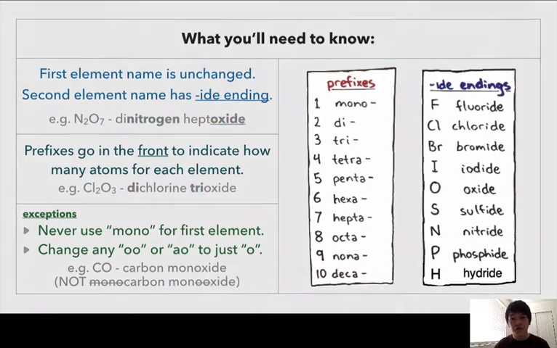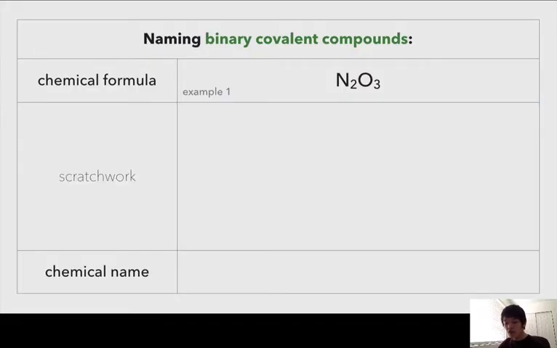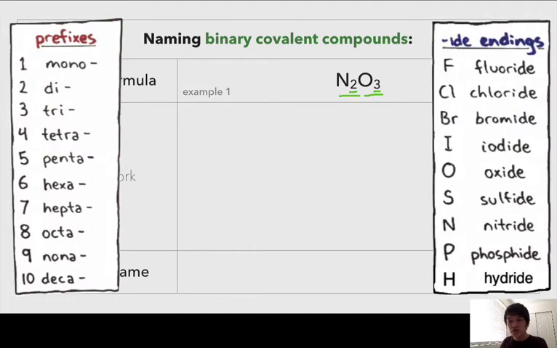All right, let's take a look at our first example. In our first example, we have 2 nitrogens and 3 oxygens. Let's take a look at the chart for right now. Nitrogen is the first element, so we just keep it as nitrogen. Oxygen is the second element, so instead of saying oxygen, we would say oxide. The second element has an IDE ending.